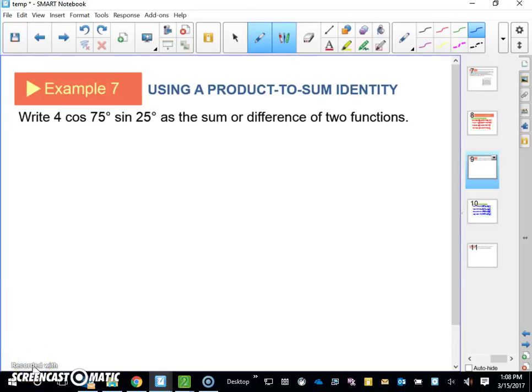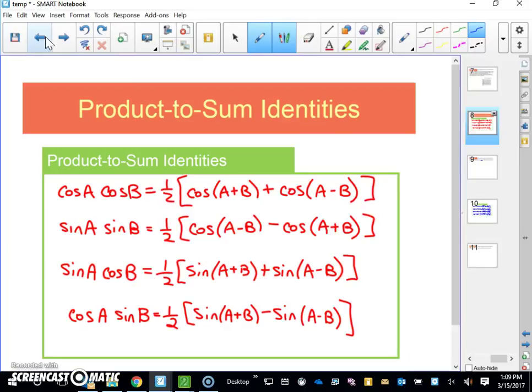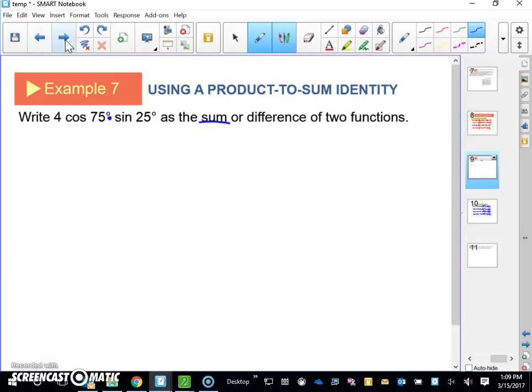Example 7, we're trying to write this expression as the sum or difference of two functions. And so what you should notice is that it's going from a product to a sum. And so we're going to do some of the product to sum identities. And so you look at your product to sum identities and try to find the one that looks like this. I realize none of them have that 4 on the front, so that 4 is just going to hang out in the front of your expression there.